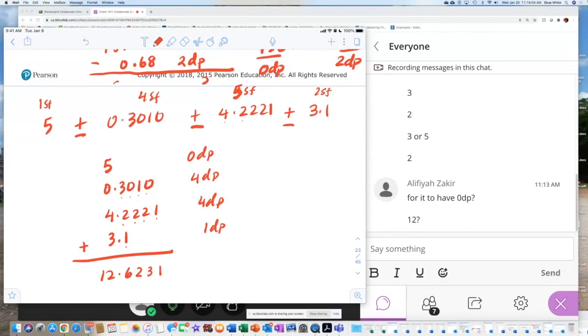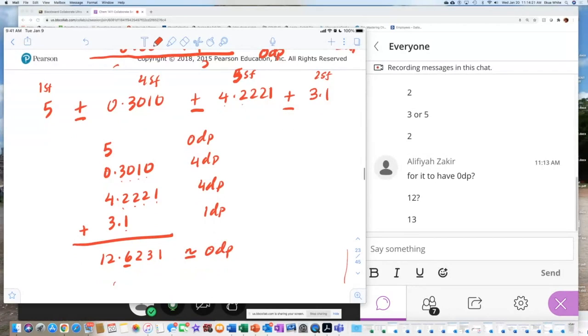You want to round it up. Because you see how you have a 6 here? Because this number is 5, it is equal to or greater than 5. So yes, your answer will have to have 0 decimal places. So it will have to be 13. That's why I gave you all these other numbers here as distractors, right? On purpose.